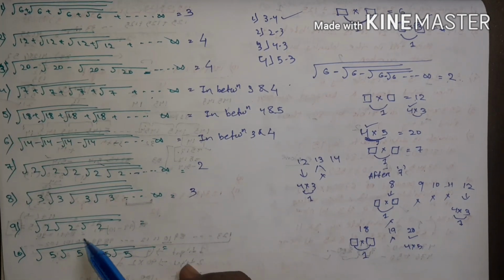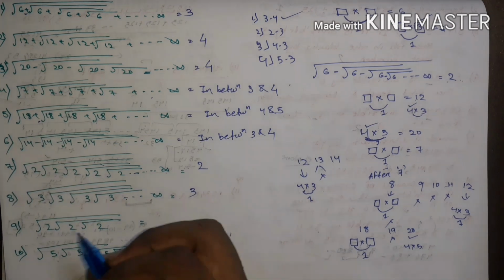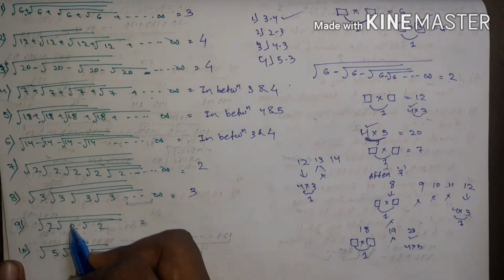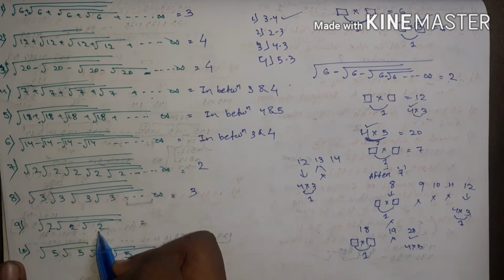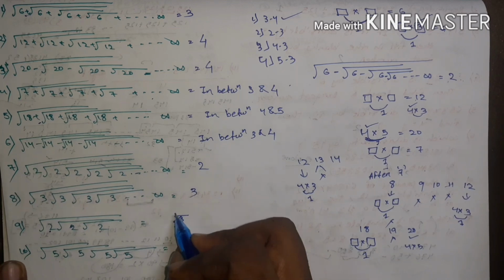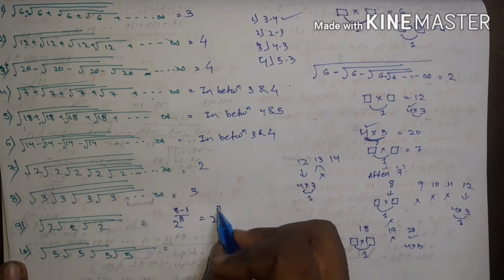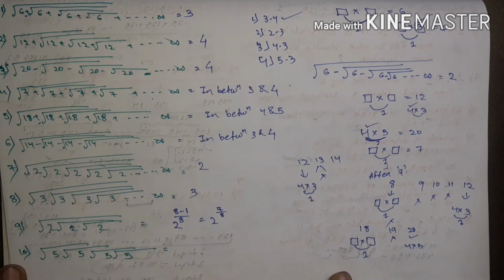Okay. Next, this question. Root 2 multiply of root 2 multiply of root 2. But it is not infinity times. It is only 3 times. Then what should I do? 2 to the power 4. 4 to the power 8. To the power 8, and it is less than 1. It is to the power 7 by 8. Our answer.